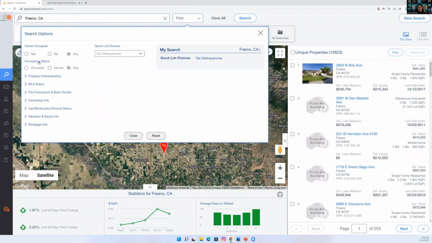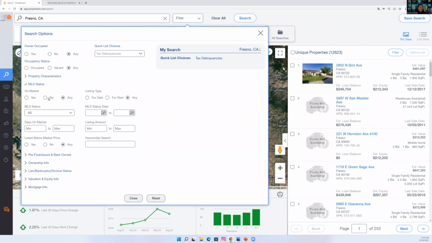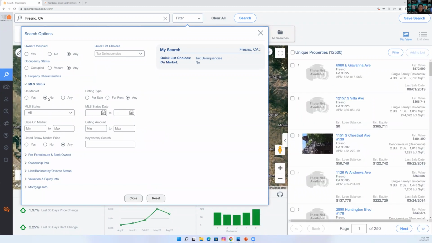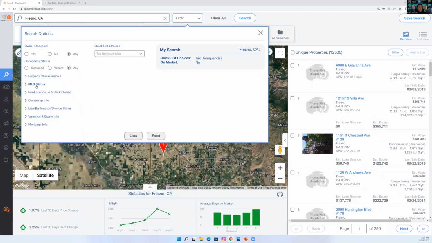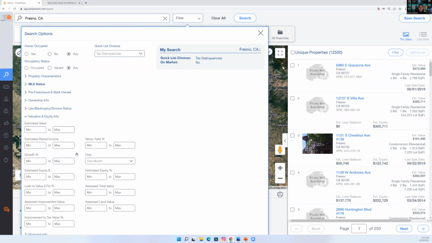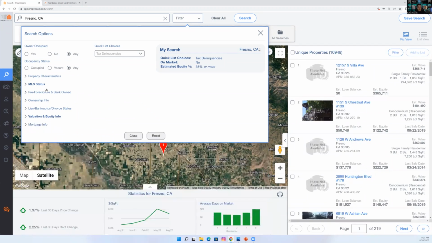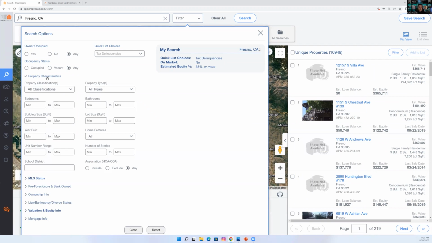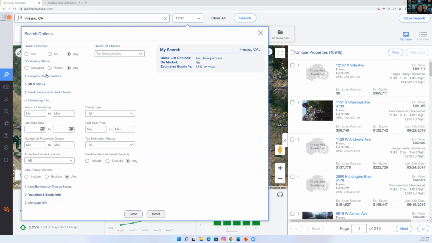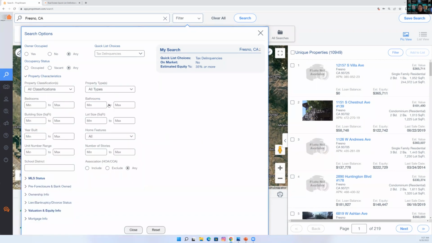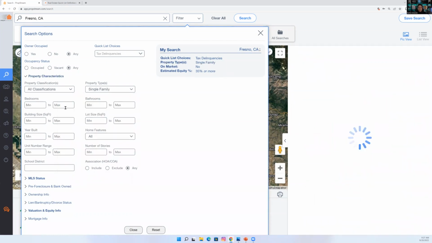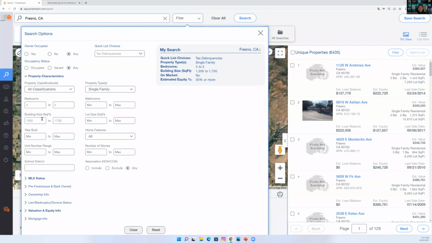After you pick a list, the additional filters here would be MLS status. Let's make sure it's off market, so you don't pay 5 to 15% over asking price right now, which is happening. We want equity. So after MLS, I go to equity and I say I want 35% in equity. And then the last thing would be your property characteristics and your ownership info. So just like Michael, we can do single family, 3 to 5 bedrooms, the 1,200 to 1,750.